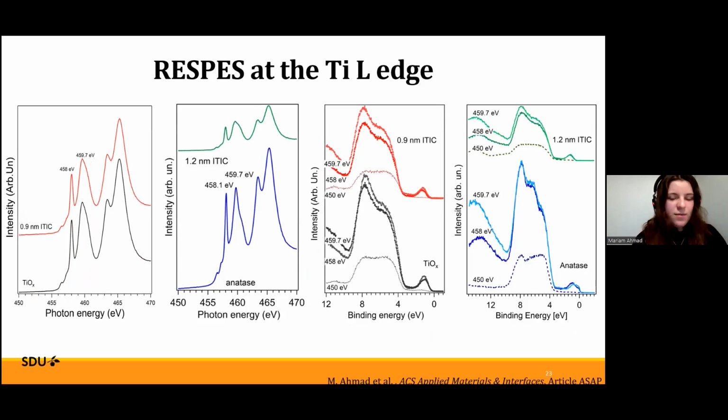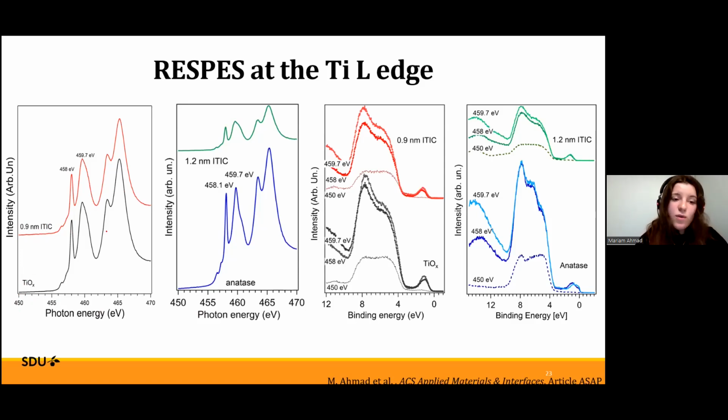Another thing we did to study this defect state further was resonance photoemission at the titanium L edge. When you tune your photon energy to match the titanium L edge absorption edge, you enhance transitions from the titanium 2p orbital to the titanium 3d orbitals. To find the right photon energy for on-resonance spectra, we did NEXAFS for both titanium oxide before ITIC deposition and titanium oxide after deposition of 0.9 nanometer of ITIC.